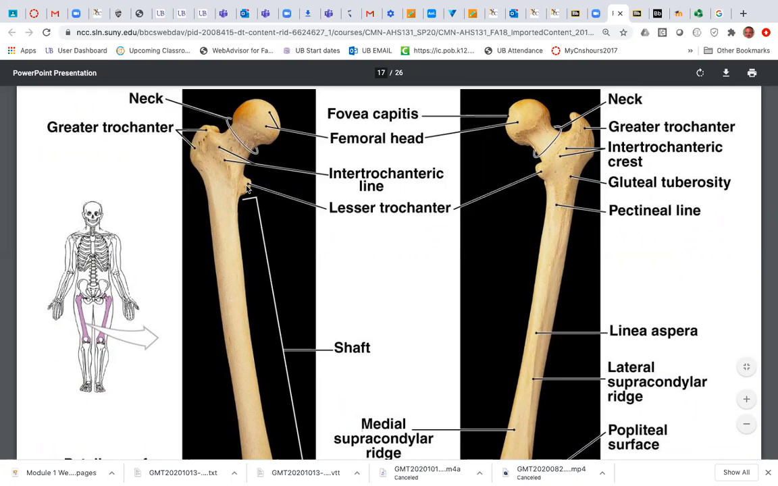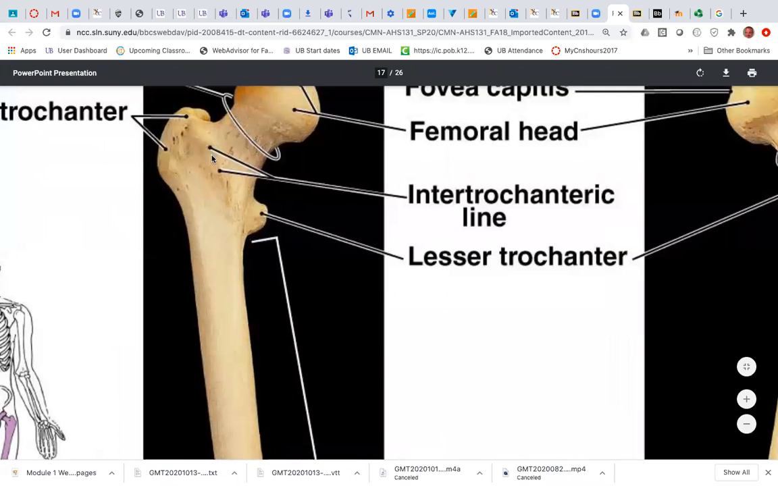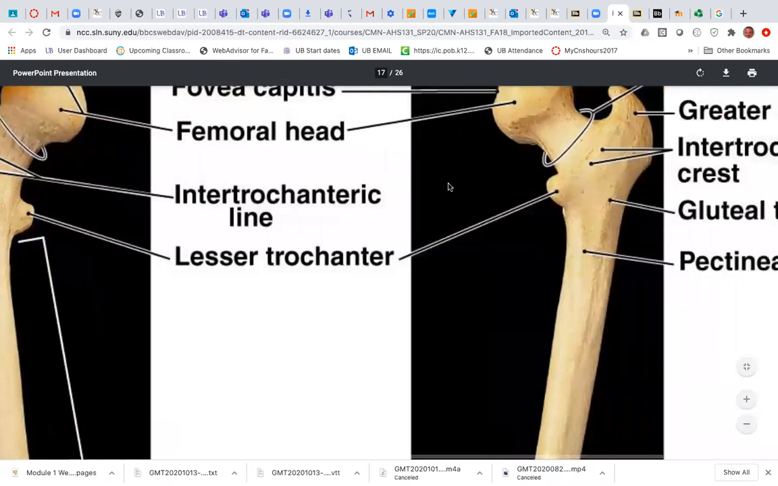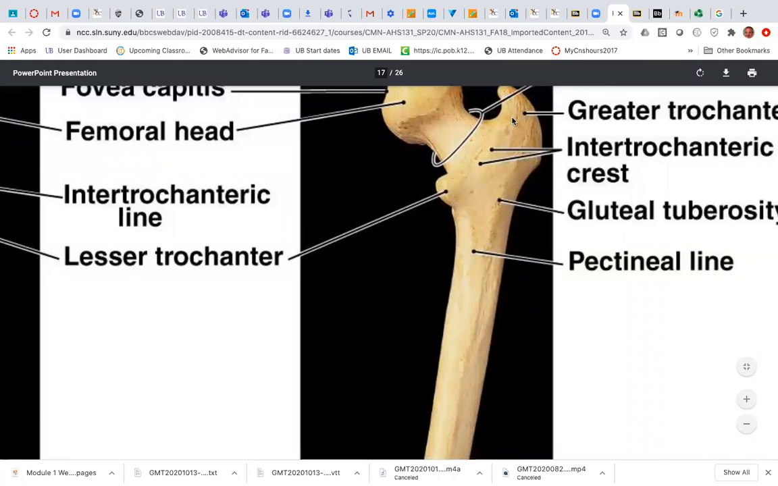Now, do not confuse this with the greater tubercle and lesser tubercle, right? I mean, both the humerus and the femur both have a head, they both have a neck, and they both have a greater and lesser something, right? The humerus has the greater and lesser tubercle, whereas the femur has the greater and lesser trochanter. In the front, there's the intertrochanteric line that kind of runs on this oblique angle from greater to lesser. And on the posterior side, there's the intertrochanteric crest going from greater to lesser.